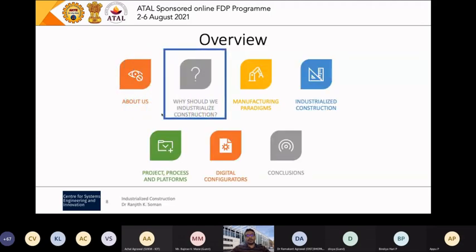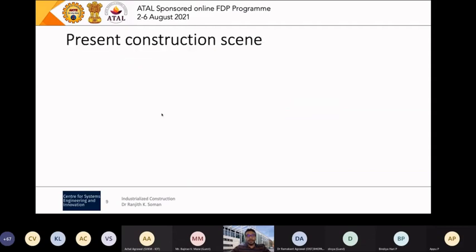Okay, moving on to the first part of the main presentation, on why we should industrialize construction. We all know a lot of things about the present construction scene. The first is that most construction projects are unique. Whenever we start a project, we start with a blank drawing board. In the end, what we get is a unique project. For some residential construction, like multi-story buildings, we might take something from the previous project and go on, but in the end, what we strive for is to make projects unique.